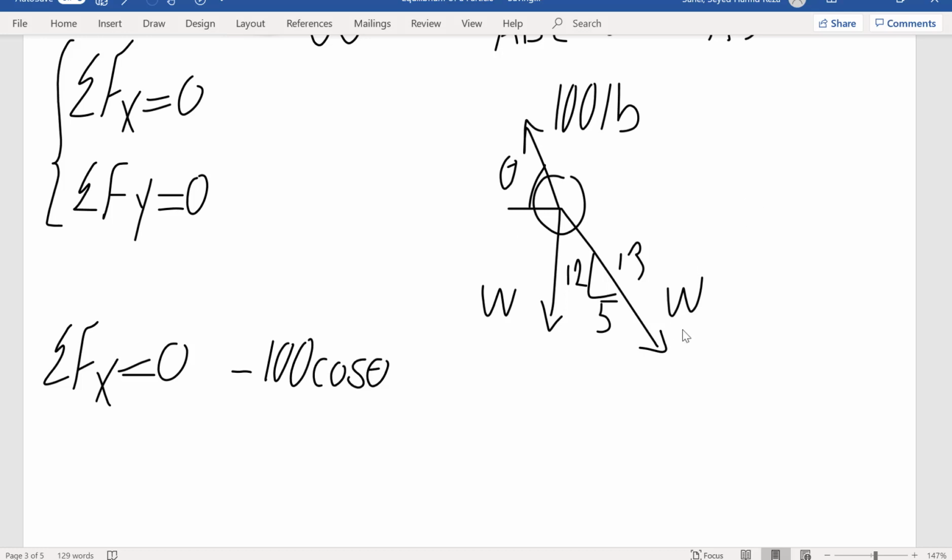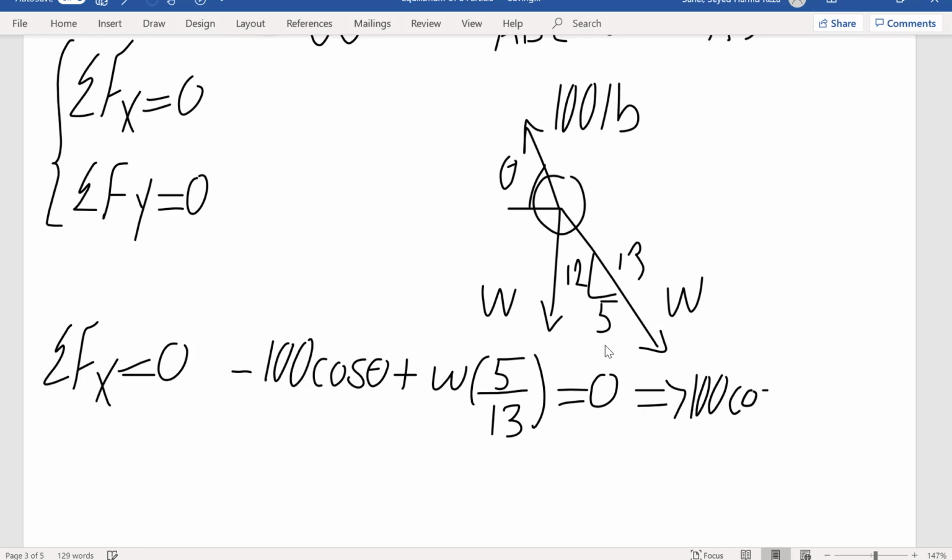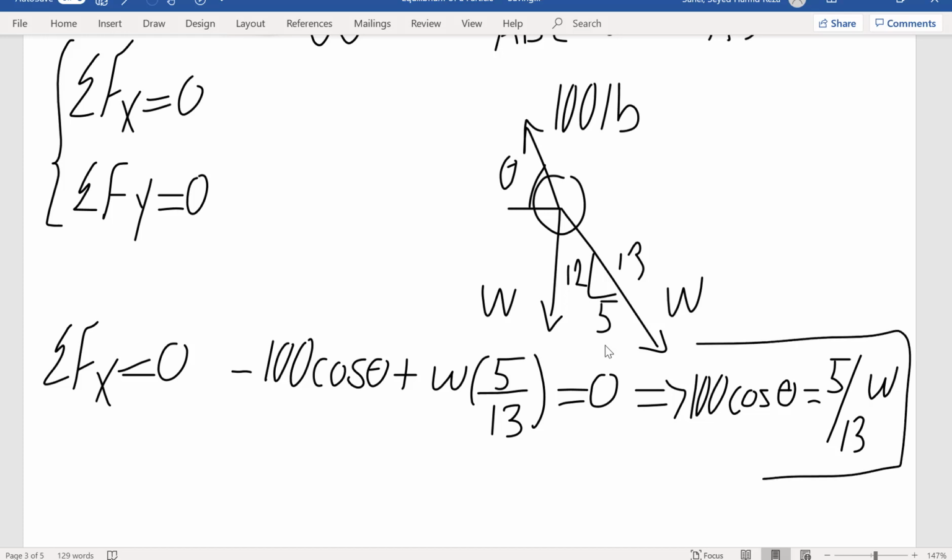And this W is going to have a component. We don't have the angle, but we have the dimensions. So that would be 5 over 13 to get the horizontal component, and it's in the positive direction of x. So W times 5 over 13 equals 0. If I simplify that, 100 cosine theta will give me 5/13 W. That's one equation that I have. I can call it equation 1.